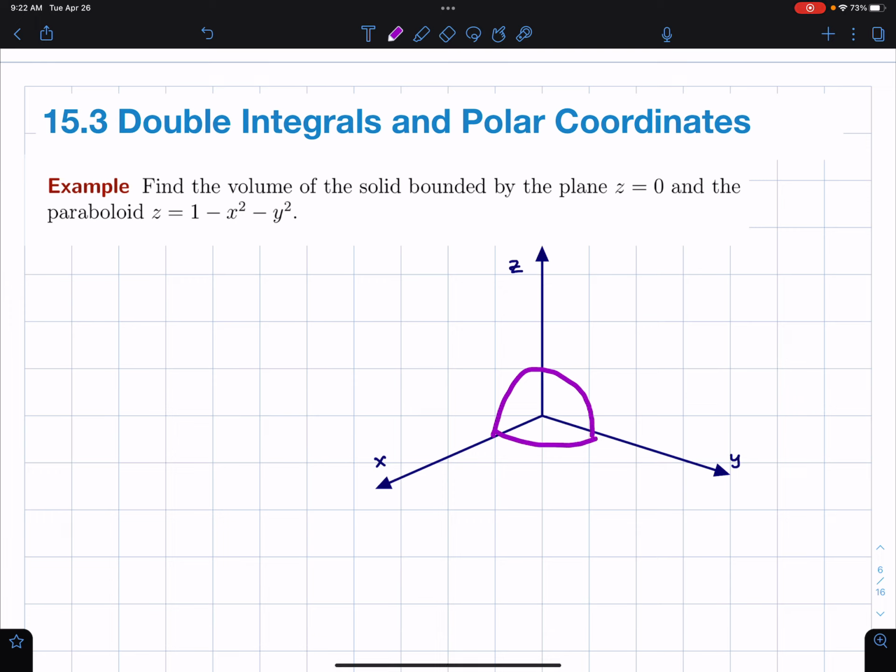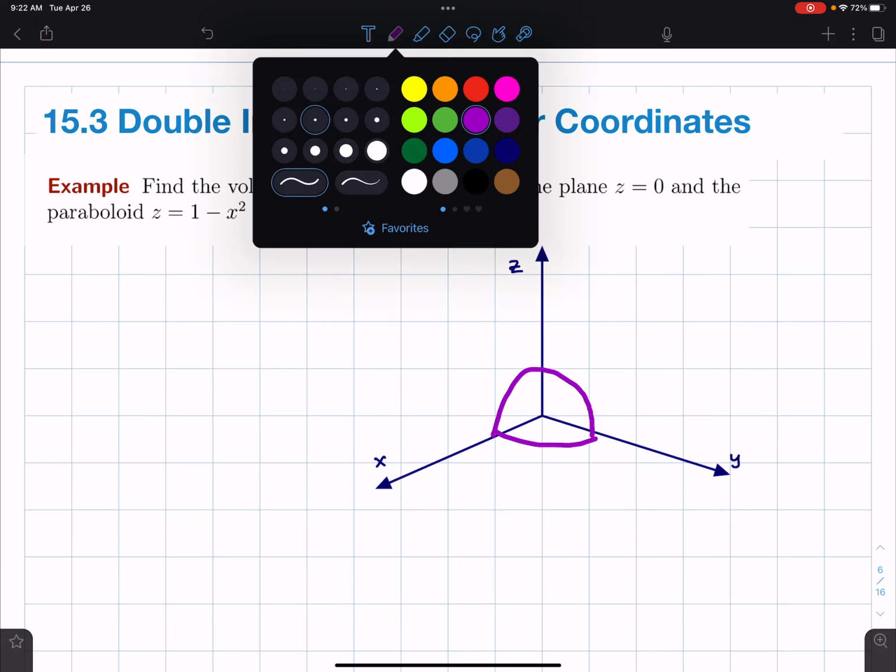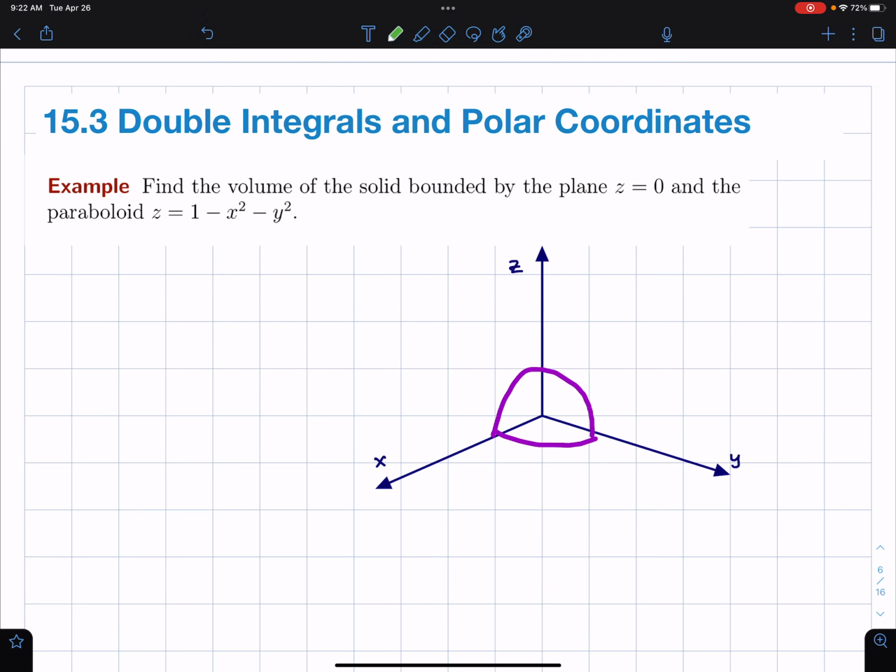And so how can you see that? Well, okay, look, if I let y equals 0, then I get z equals 1 minus x squared. So z equals 1 minus x squared is a downward facing parabola. And if I let x equals 0, then I get 1 minus y squared. And so we get a downward facing parabola also in those two directions.